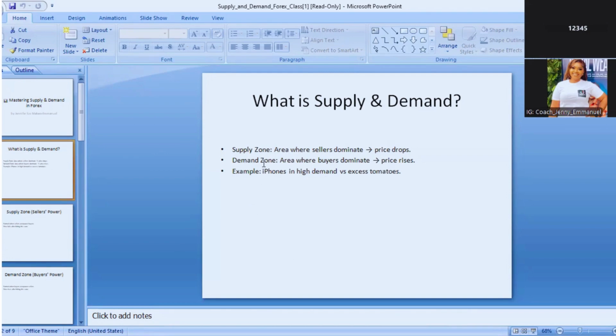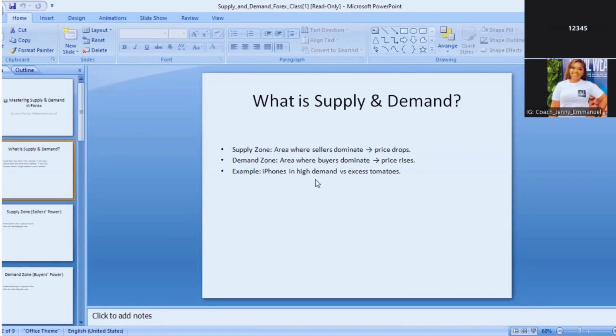Now, what is a supply and what is a demand? Supply zones are areas where sellers dominate. That's where price drops. Then demand zones are where buyers dominate, and price rises. Do you understand? I give an example here. iPhone is in high demand versus tomatoes. Some people would rather starve than buy an iPhone. Do you get? So that's just how it is.